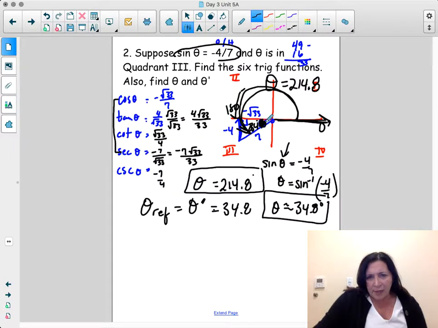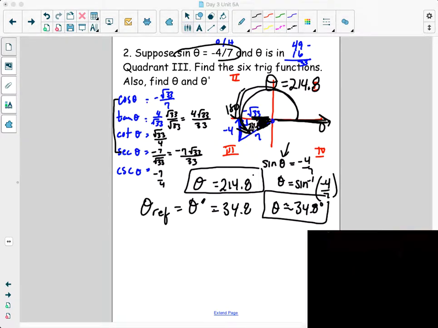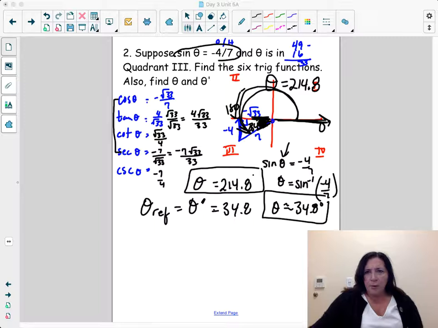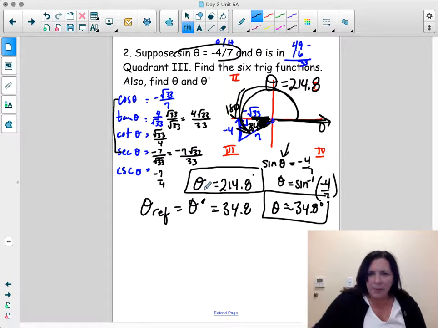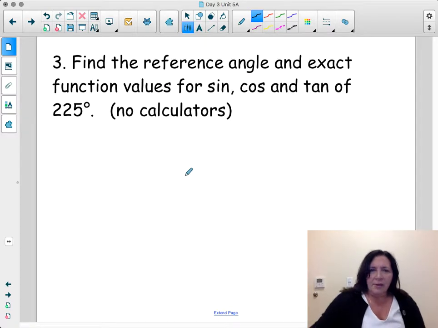This angle in here, just from here to here, that's my reference angle. Okay. Next, find the reference angle and exact function values for sine, cosine, and tangent.